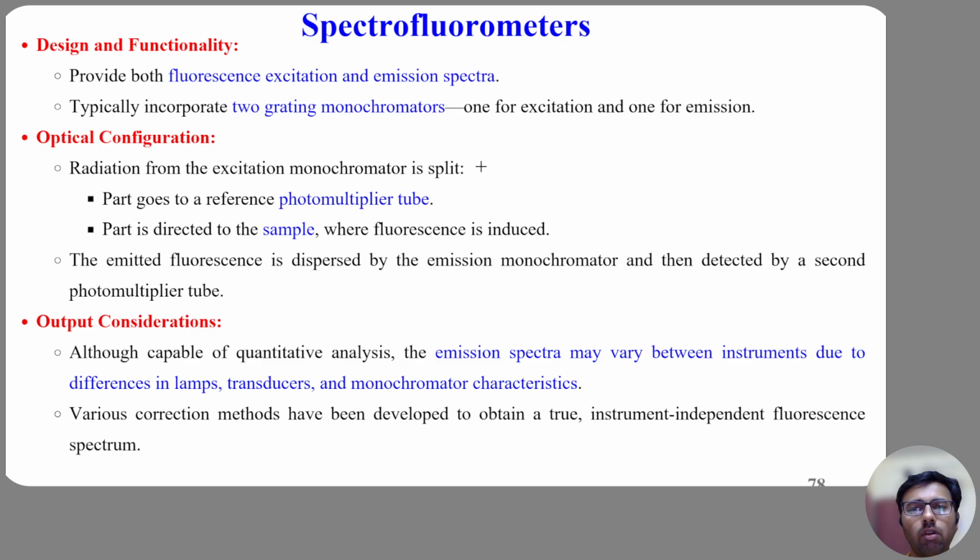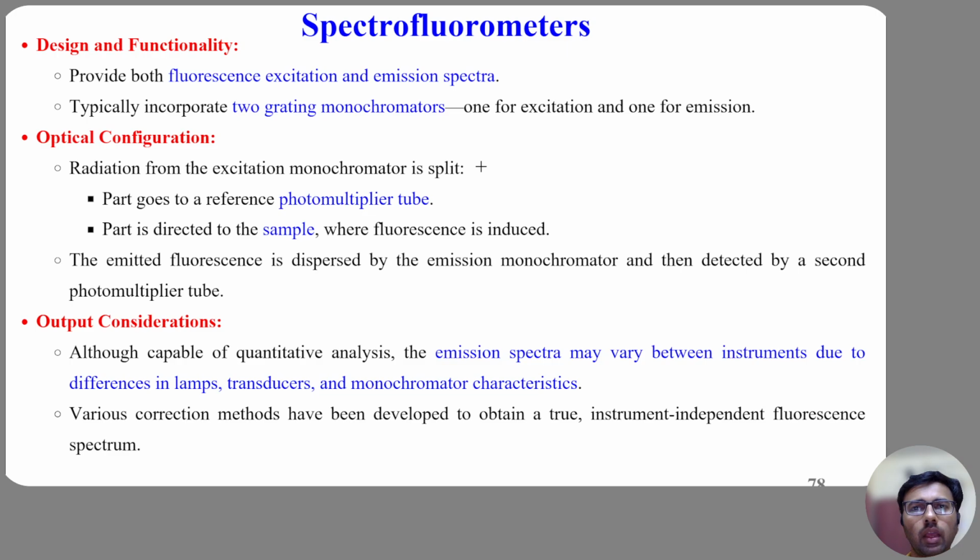A small portion of excitation light is directed to a reference detector. Because xenon intensity varies with the wavelength, an absorbance compensating cell or quantum counter may be placed before the reference detector. The main beam continues into the sample compartment.